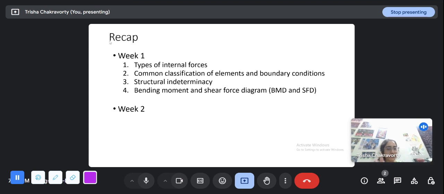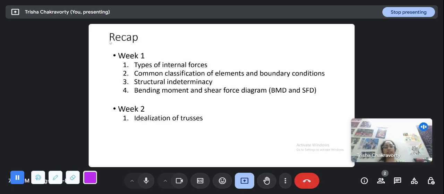So cross section means that if the beam is of length L, and you take distance x from one end, suppose the left end, then x will go from 0 to L, and I can find bending moment and shear force as a function of x. So at each value of x I put, I will get the bending moment or shear force at that point.